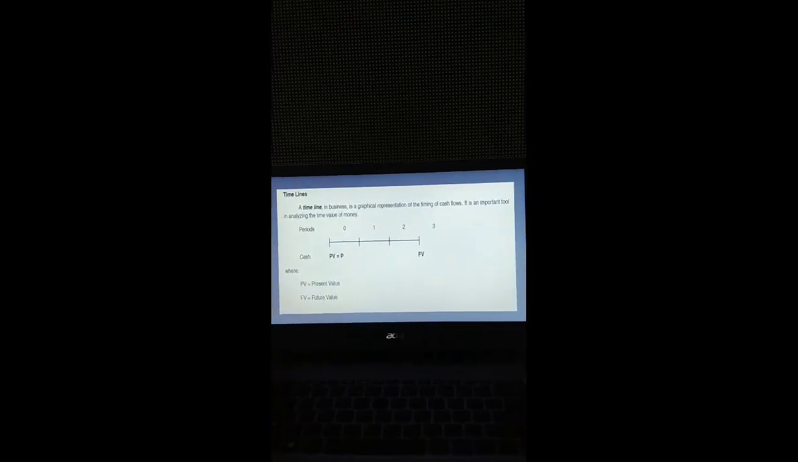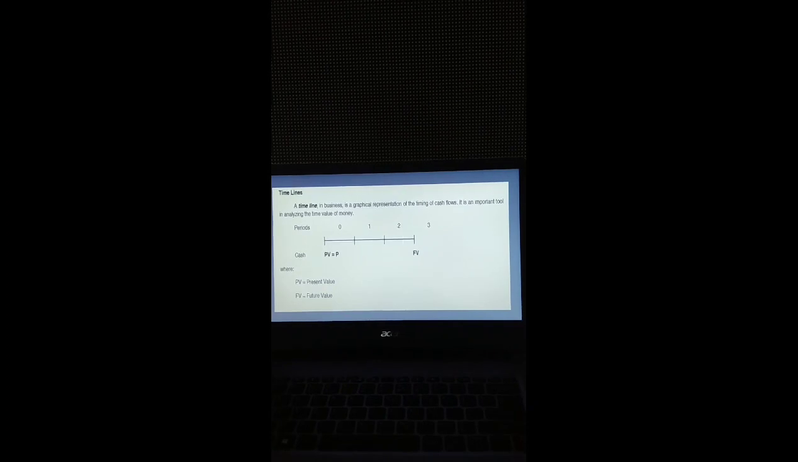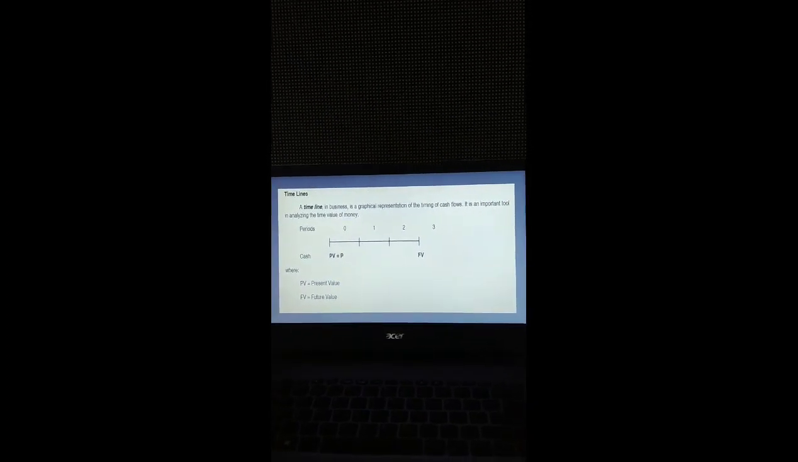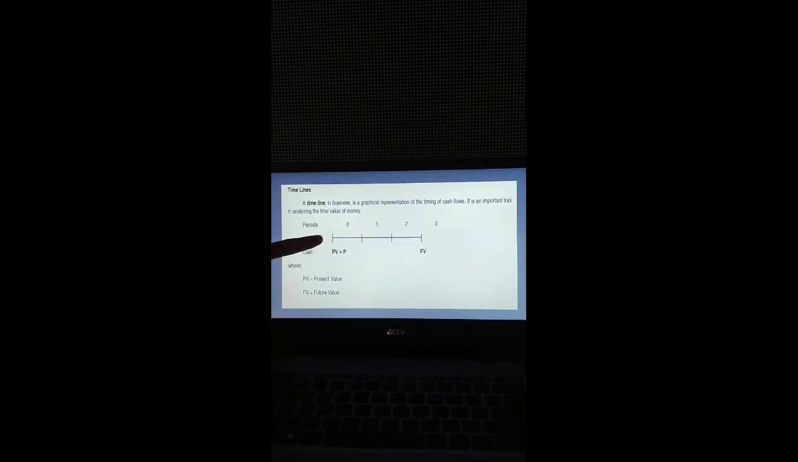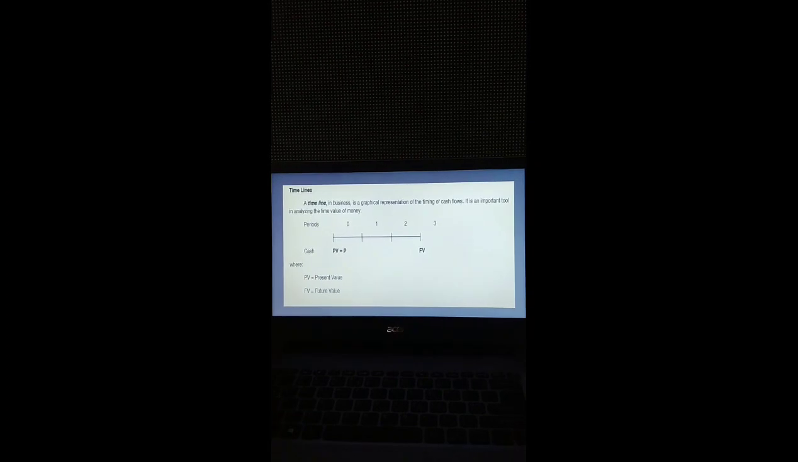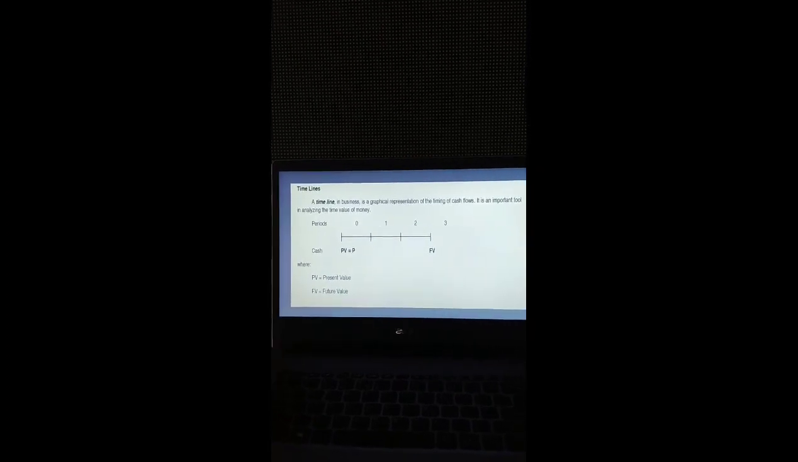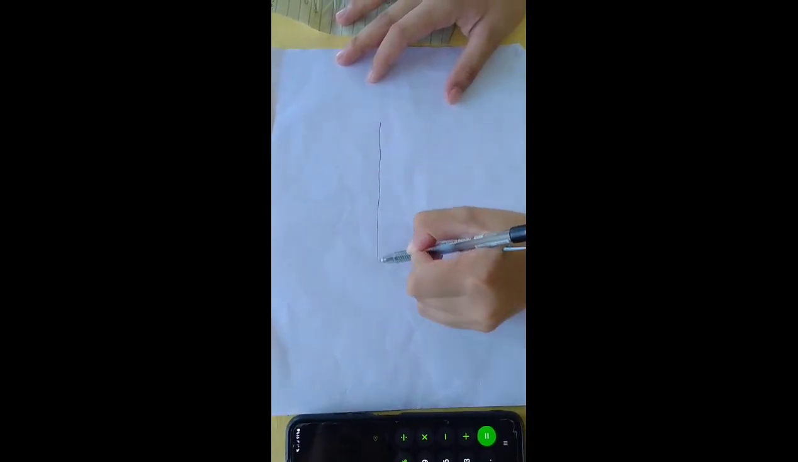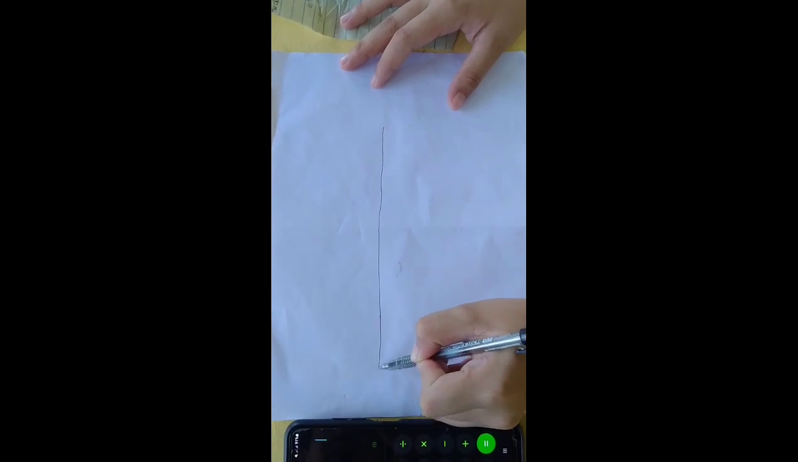Next, timelines. A timeline in business is a graphical representation of the timing of cash flows. It is an important tool in analyzing the time value of money. So this is the graph. To understand it better, let's have another example.